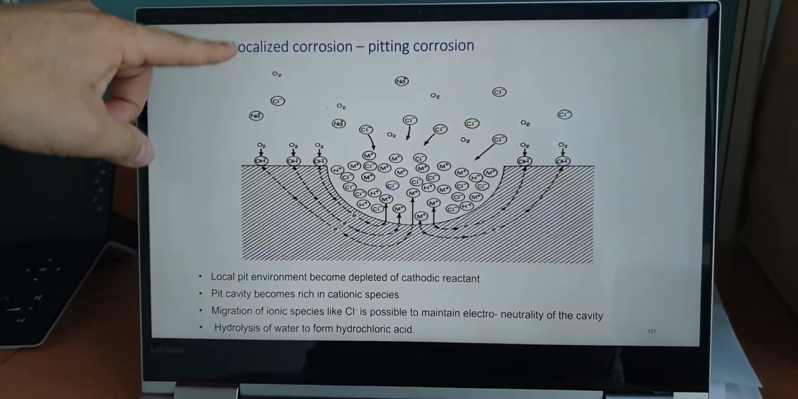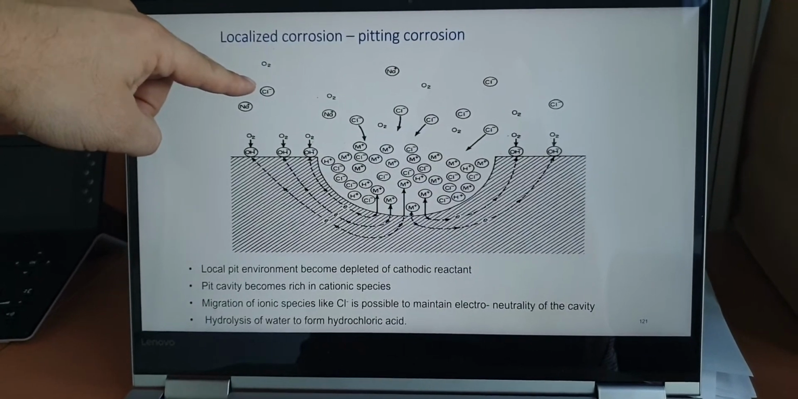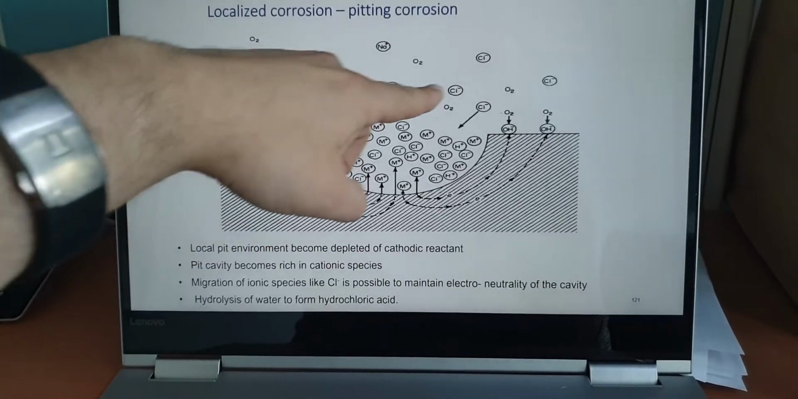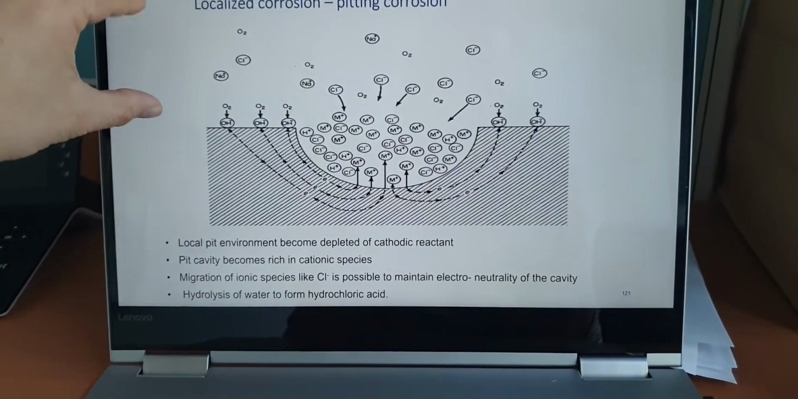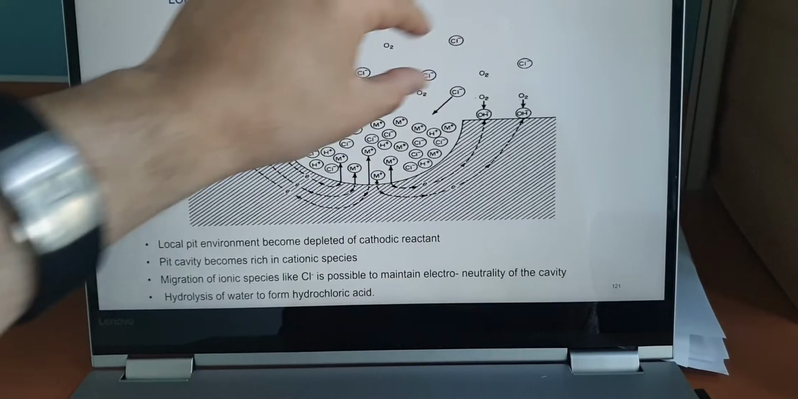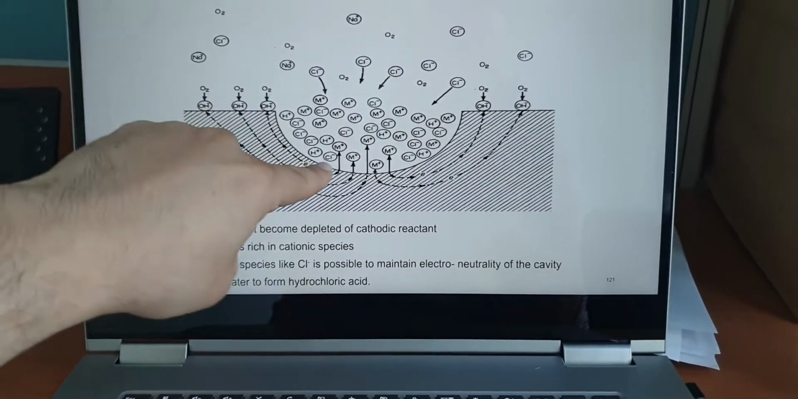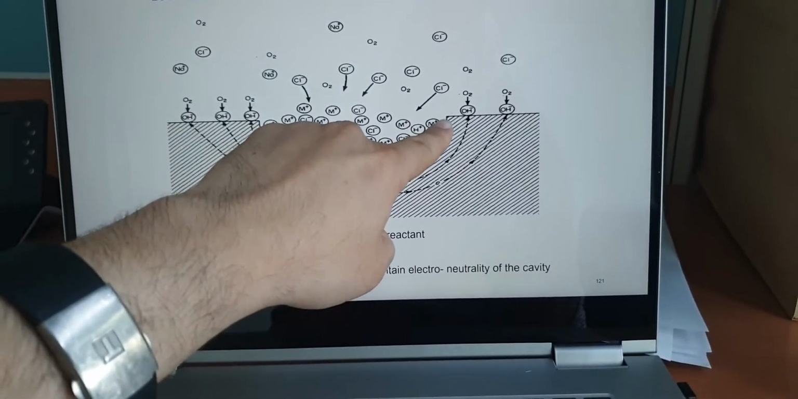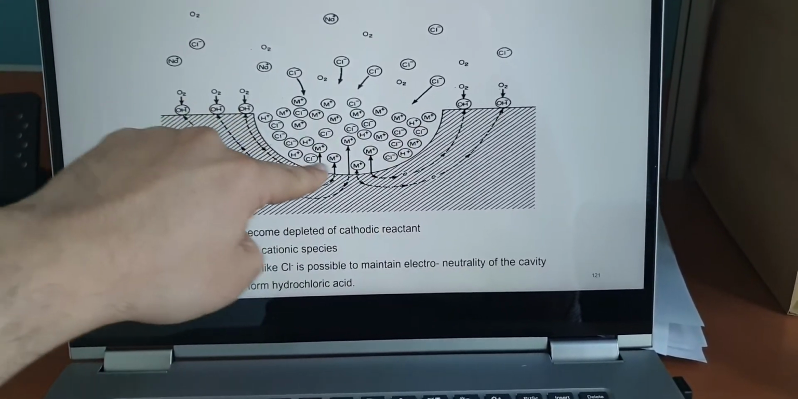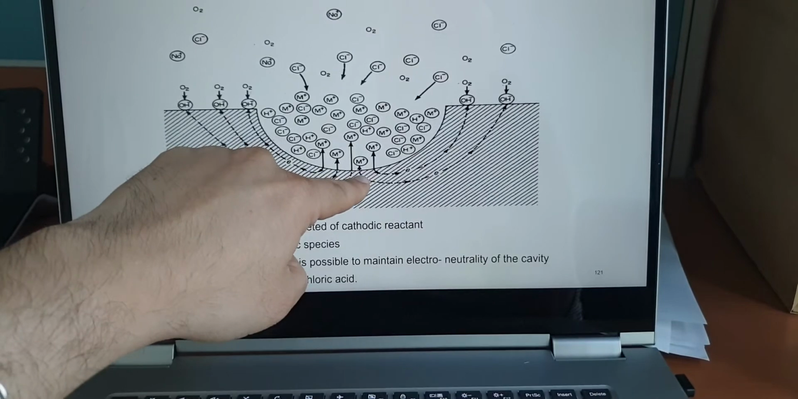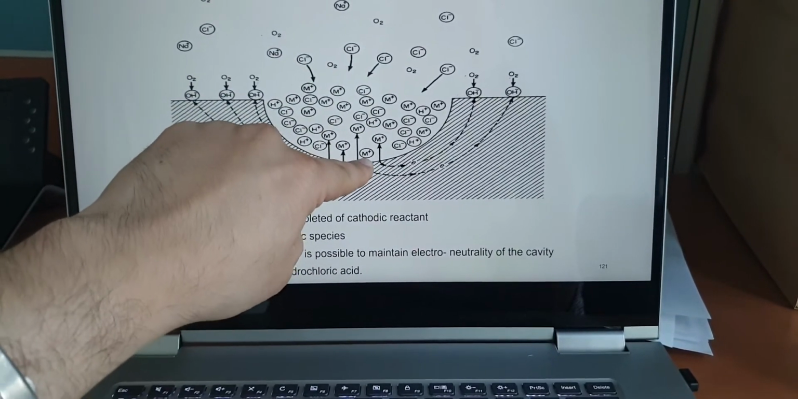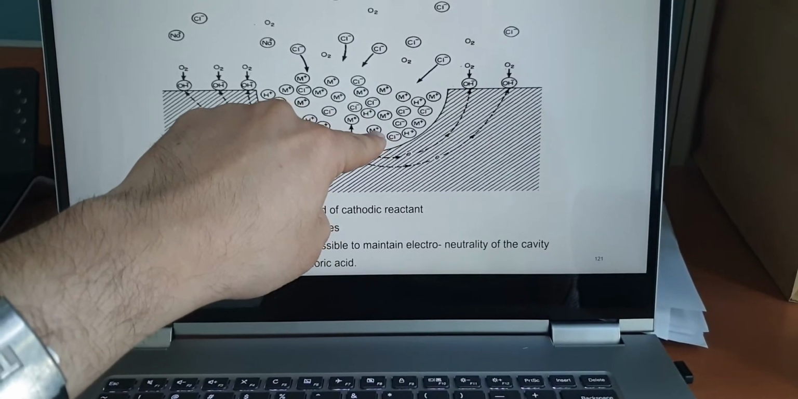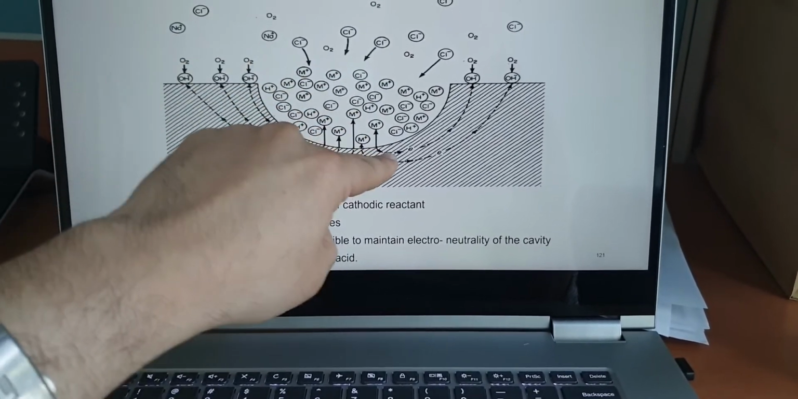In the environment, for example, here we have oxygen, we have chlorides, we have sodium, and these are dissolved in water. Imagine this is water. Now we have a hole, an anomaly. Initially this is not big, but this is an anode. So the anode is corroding, and in the corrosion process, metal M+ goes into the solution.